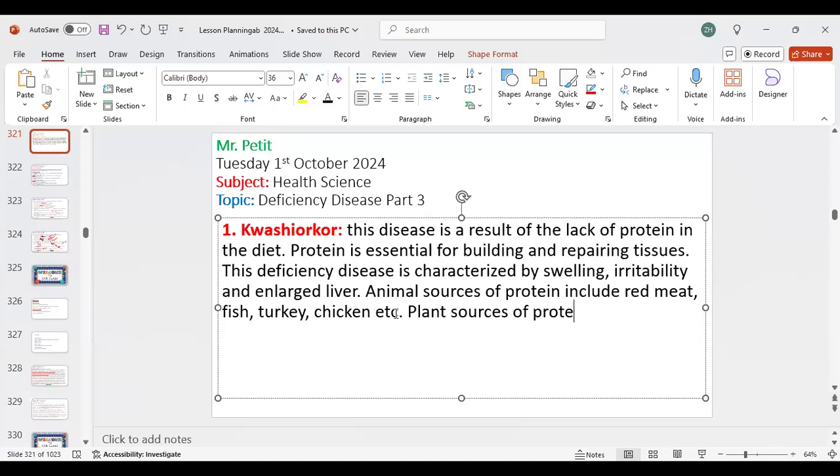Legumes. Include legumes, beans. Grouper is part of the fish category. Legumes, beans. Not okra. How about kidney beans, black beans, all those beans.